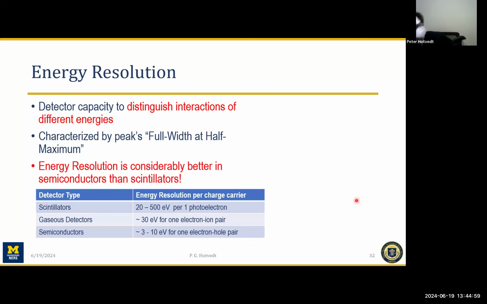Sorry, this is the idea of energy resolution. It's a detector's ability to distinguish interactions at different energies. That's crucial.